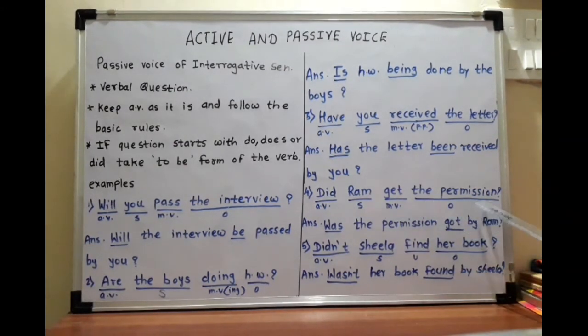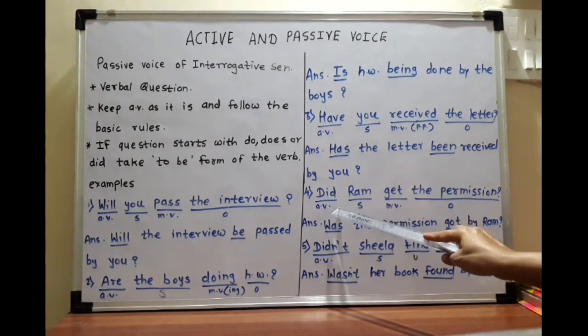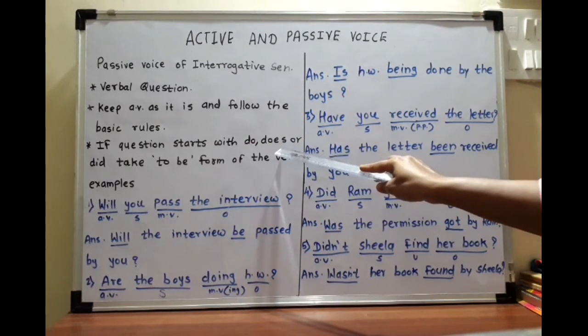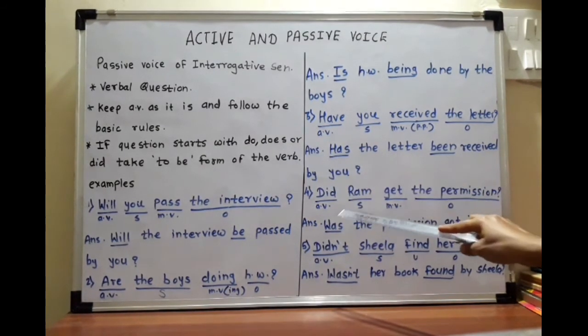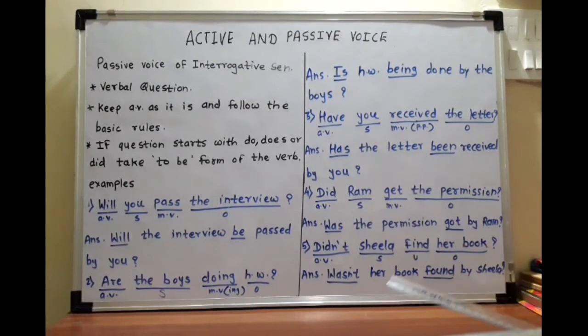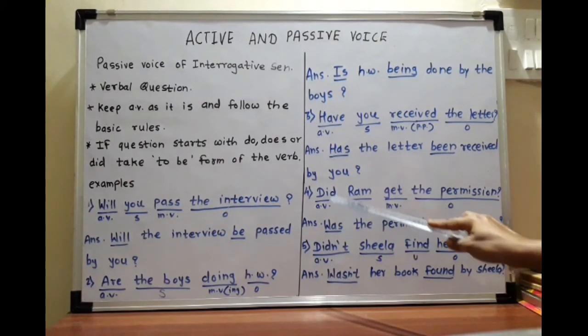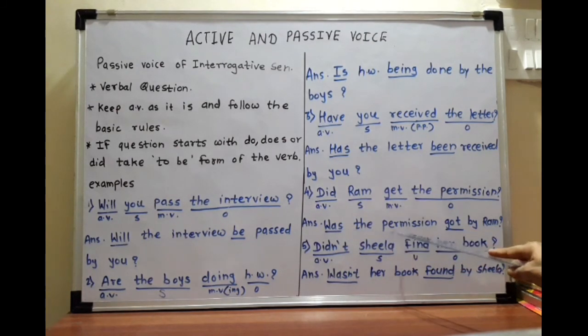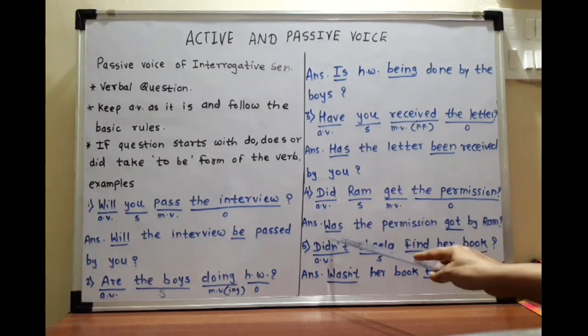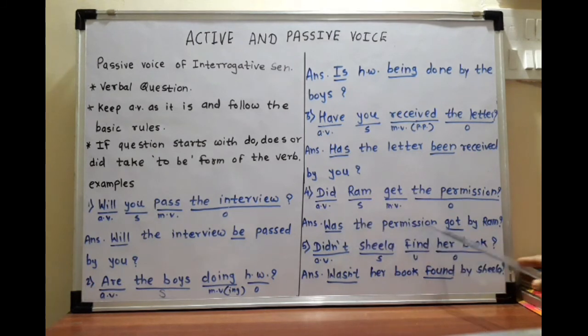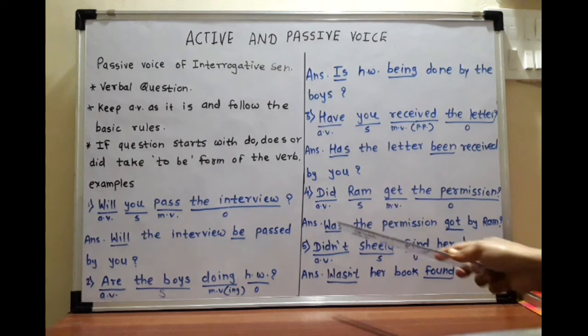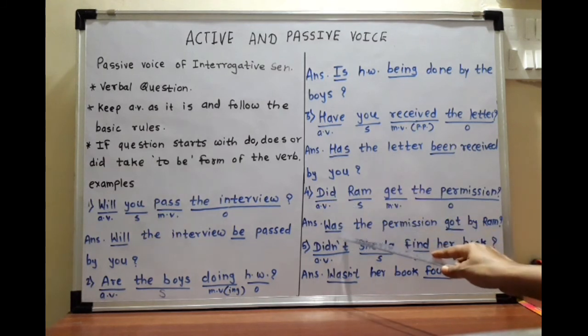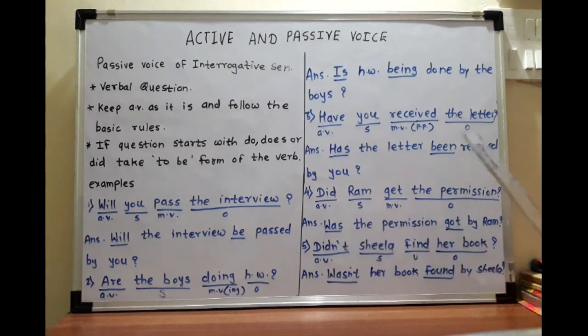Did Ram get the permission? Now the question starts with did, and according to this rule, when the question starts with do, does, did, we have to start the sentence with the to be form. A suitable to be form: did is there, past tense, so for the past form of the to be form we have to use was or were according to its subject or object. Here the permission is singular, so we have to use a singular verb. Was the permission got by Ram? You know being, been. Only, since it is starting with did, we have to use was or were and the past participle.